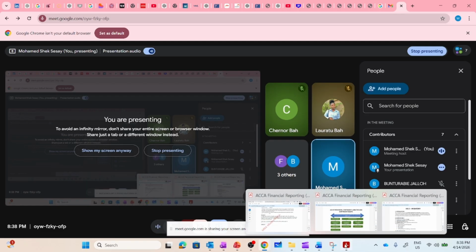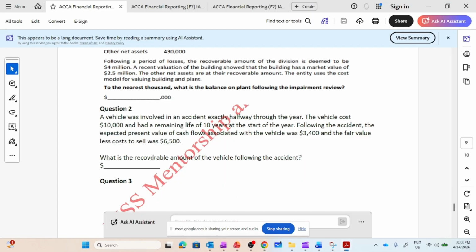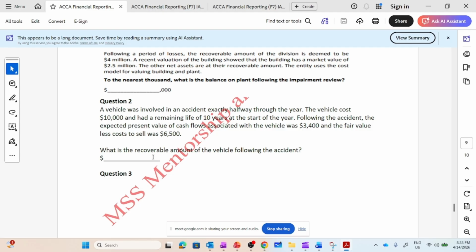So we continue, right? Example 2. The question stated: what is the recoverable amount of the vehicle following the accident? A vehicle was involved in an accident exactly halfway through the year. The vehicle cost 10,000 and had a remaining life of 10 years at the start of the year. Following the accident, the expected present value of the cash flows associated with the vehicle was 3,400 and the fair value less cost to sell is 6,500. So now, what is the recoverable amount of the vehicle following the accident?